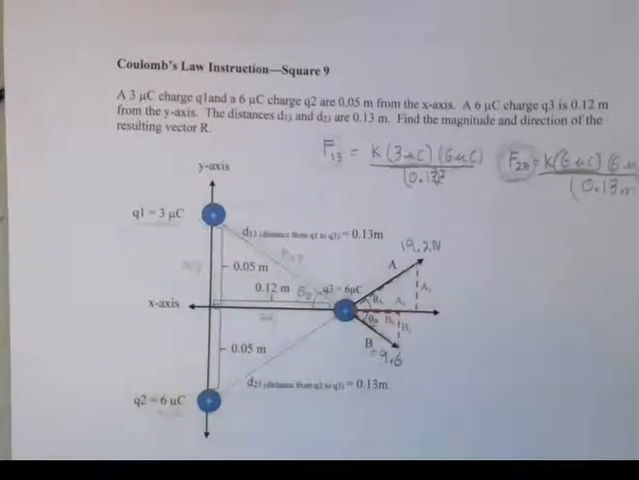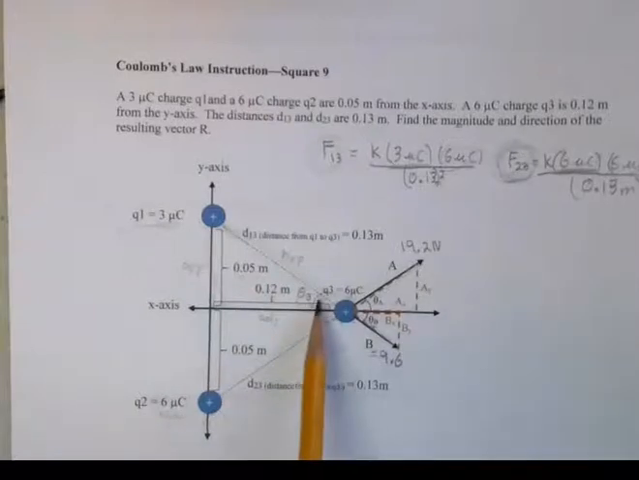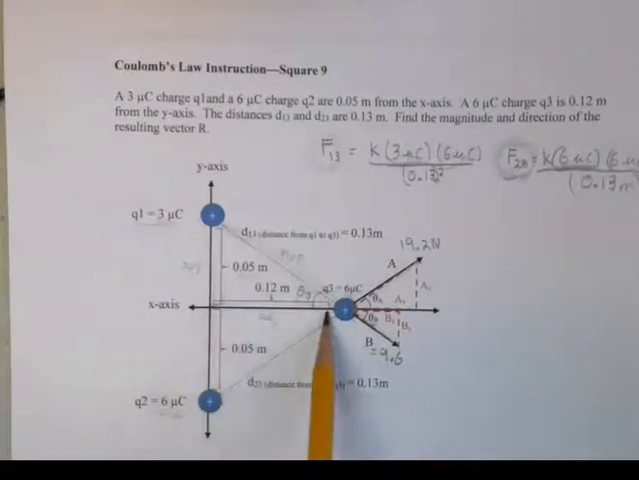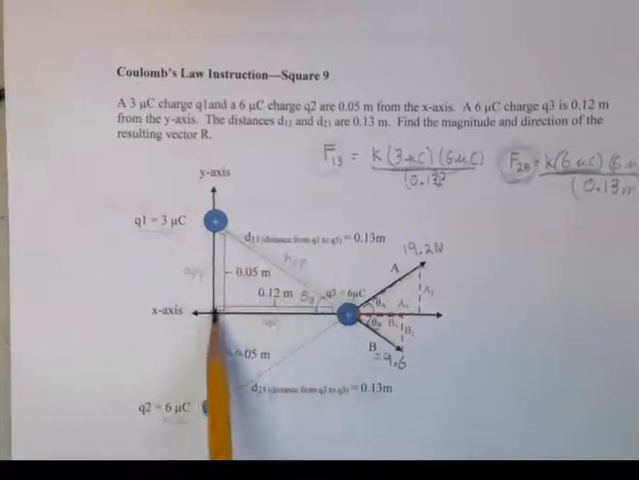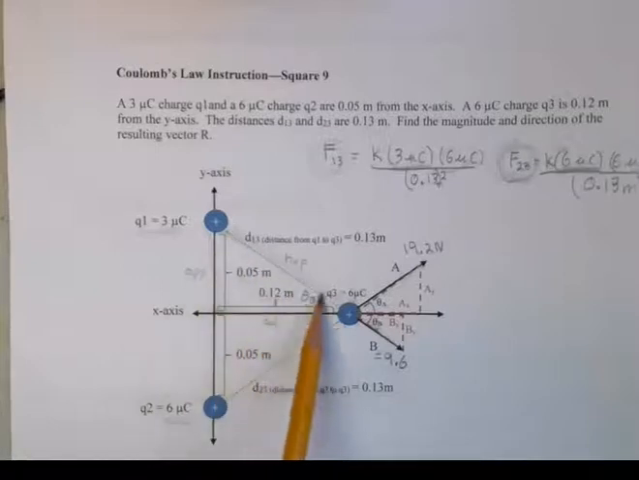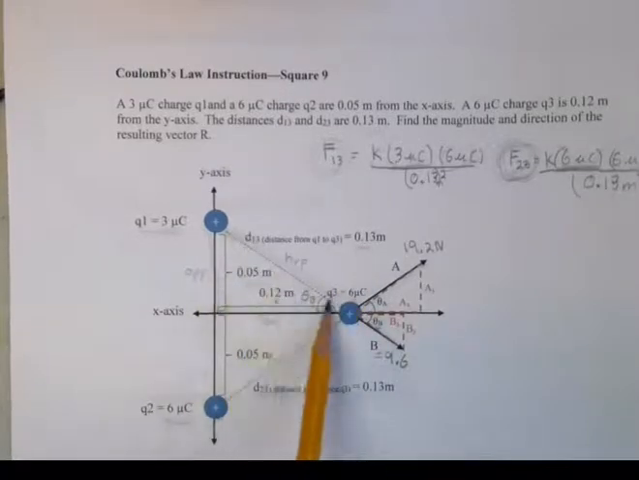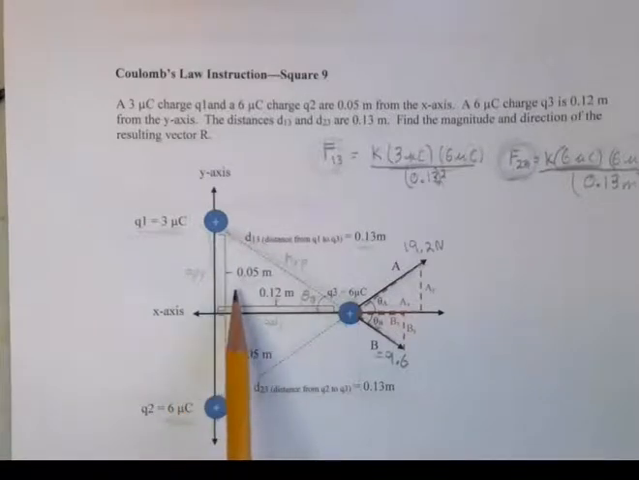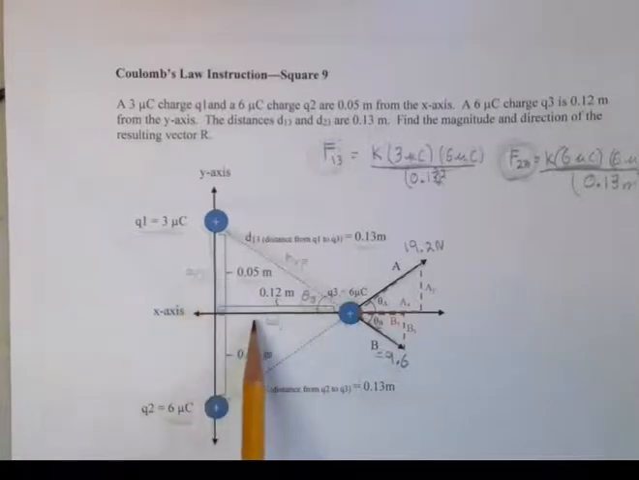Okay, so to figure out theta b, how do we do that? We use an inverse function. Remember, if you're given sides, and we know all three sides of this triangle that I'm tracing out right now, this side is 0.12, this side is 0.05, and this side is 0.13. So we know all three sides. We can use whichever one we want. So what I'm going to do, it doesn't matter, is use opposite over adjacent.